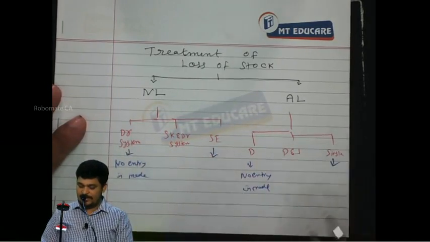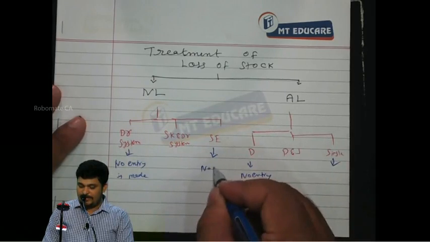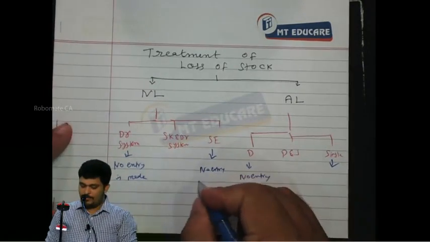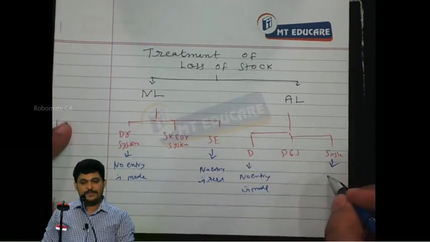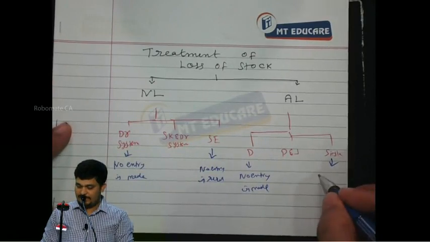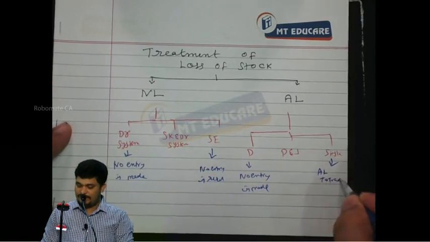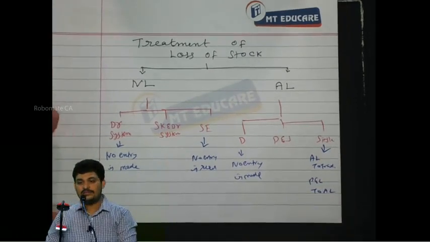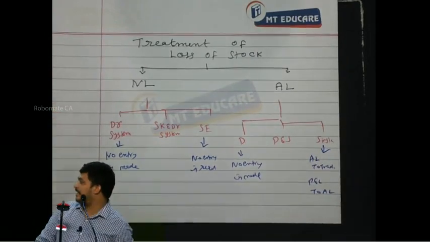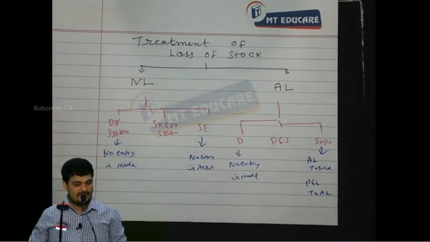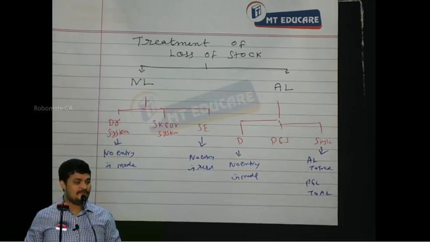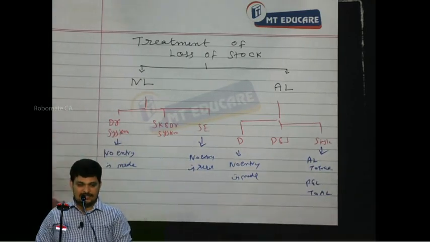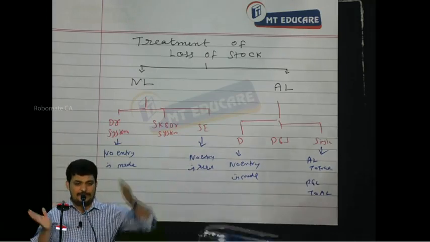In case of final accounts, that is the single entry model, no entry is required for normal loss. But for abnormal loss, here we'll make entry. What entry? Abnormal loss to trading, P&L to abnormal loss. Two entries we will be making. We book the loss by transferring from trading and putting into P&L. Abnormal loss to trading and P&L to abnormal loss. Everybody? Okay.